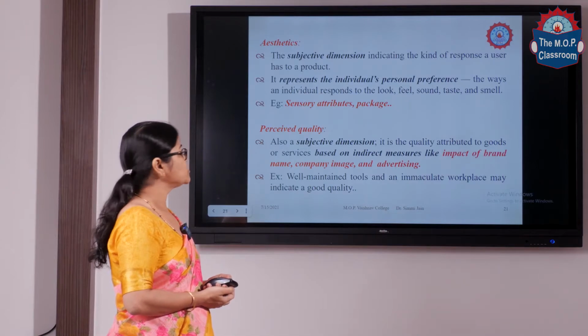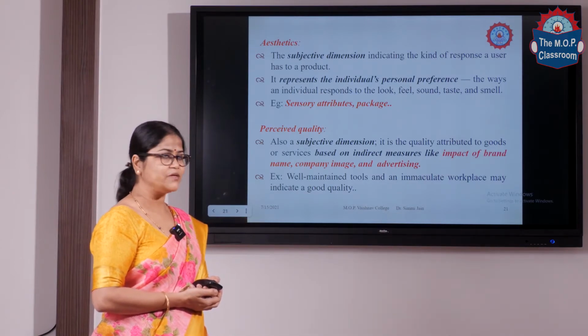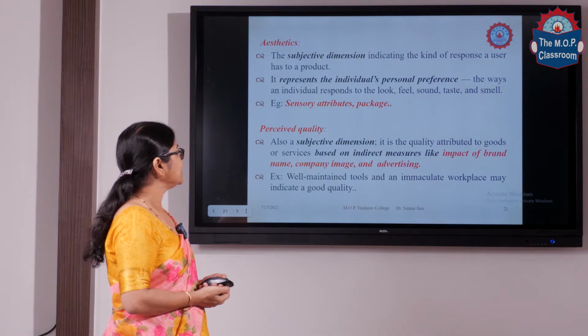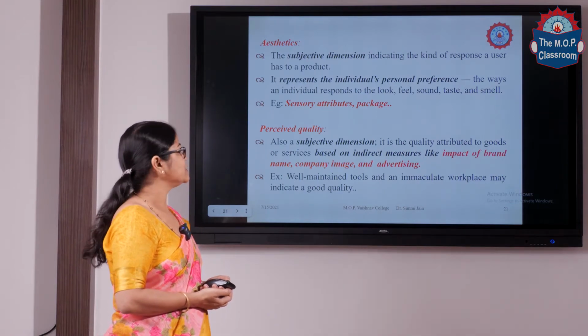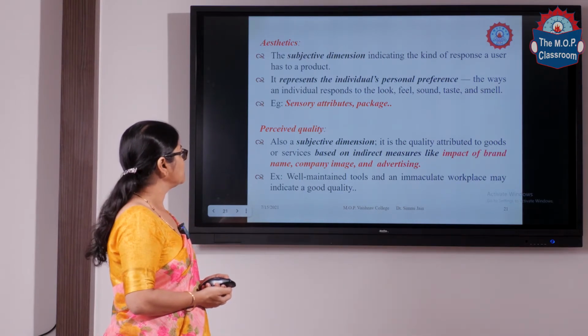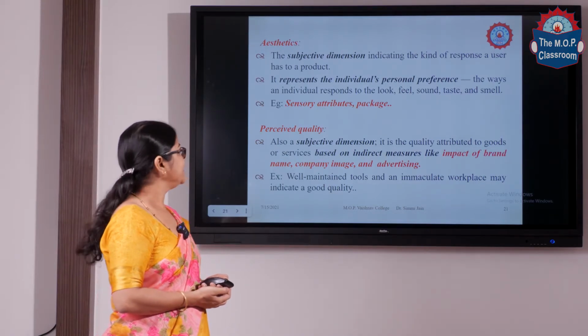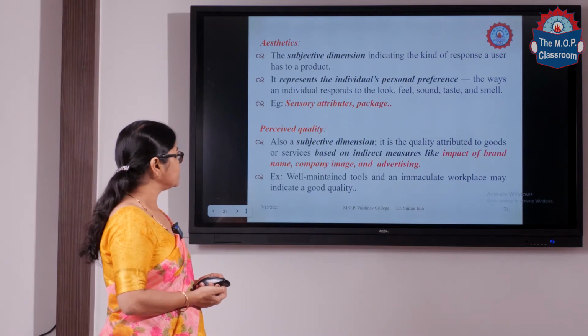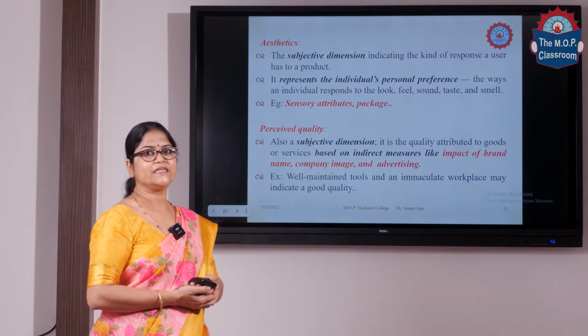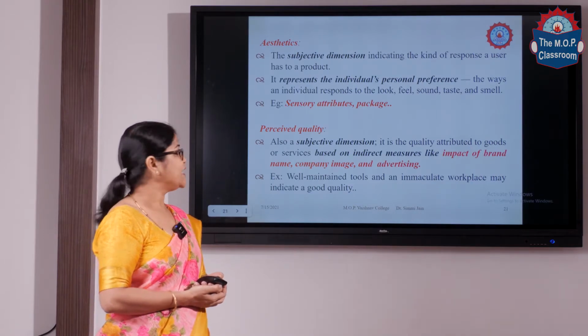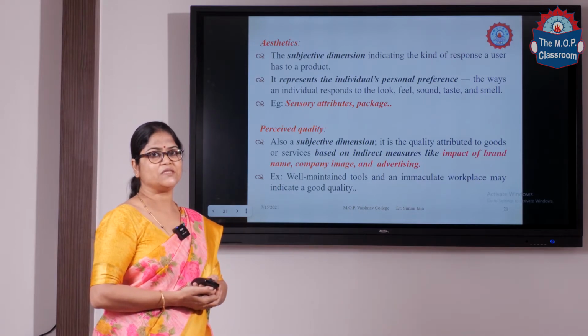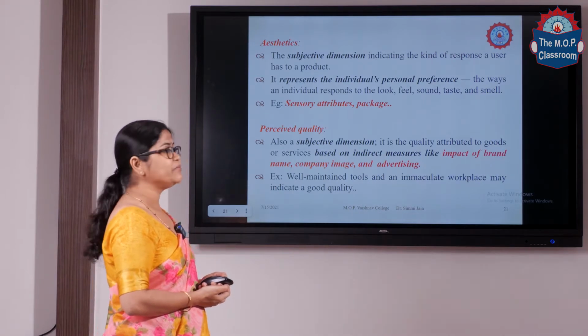Aesthetics. It is a subjective dimension indicating the kind of response a user has for a product. It represents the individual's personal preference, the ways an individual responds to the look, feel, sound, taste or smell of the food. And very precisely, sensory attributes and the packaging of the food substances fit in here as examples of aesthetics.